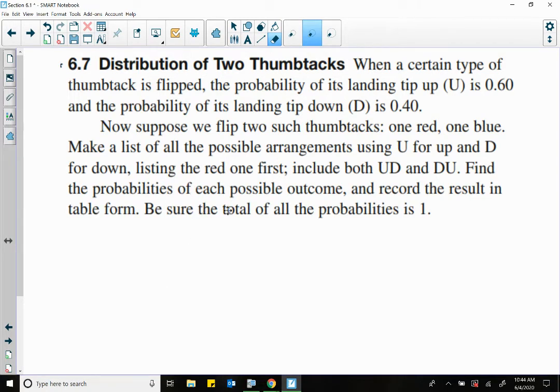So go ahead, pause this. And what I want you to do is make the table of this and I want you to make the graph of this as well. So pause and go.